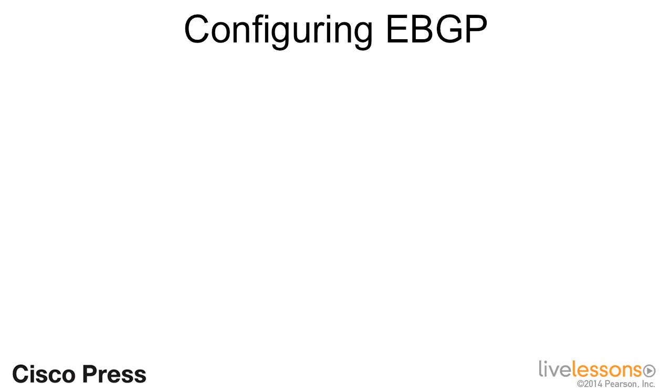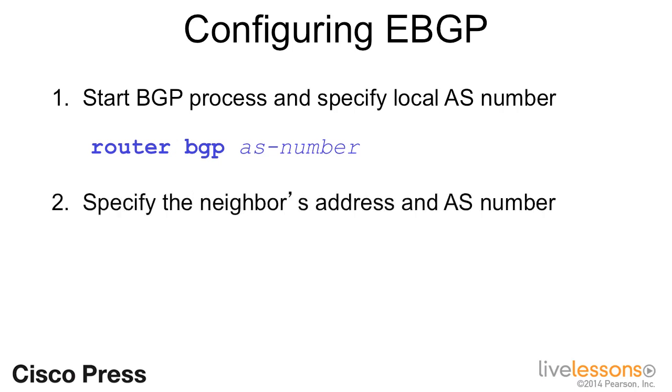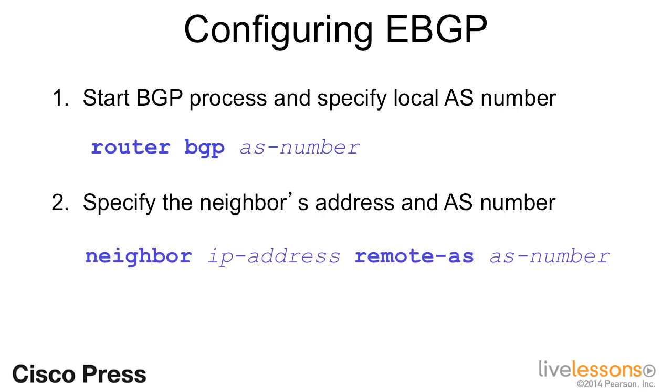There's two simple steps for configuring EBGP. First, we have to start the BGP process and specify the router's local autonomous system number. We do that with the router BGP command. And again, that autonomous system number specified here is the router's local AS number. Then we have to specify the neighbor's unicast address and its AS number. We do that with the neighbor remote AS command.